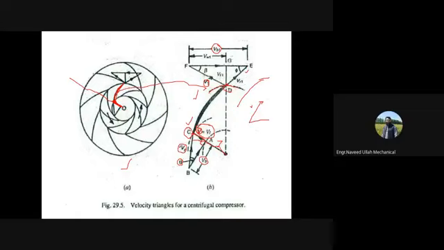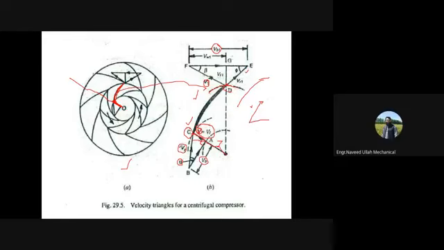And now here we are having an angle between VB1 and V1. There is an angle beta that is less than 90 degrees. So here you will have components, right? V1 is then resolved into two components. One is VW1, that is causing the whirl, and the other one is VF1, this vertical one. This is the velocity of flow, right?